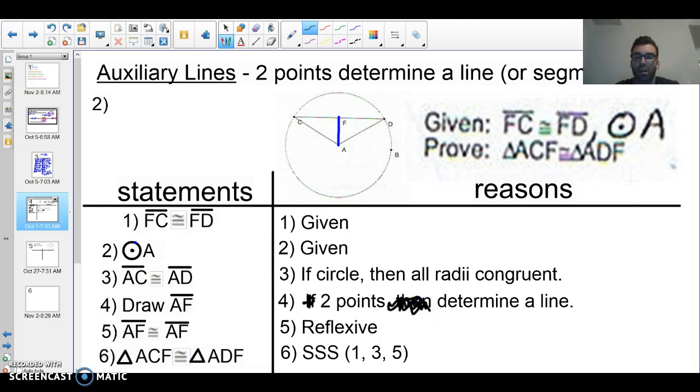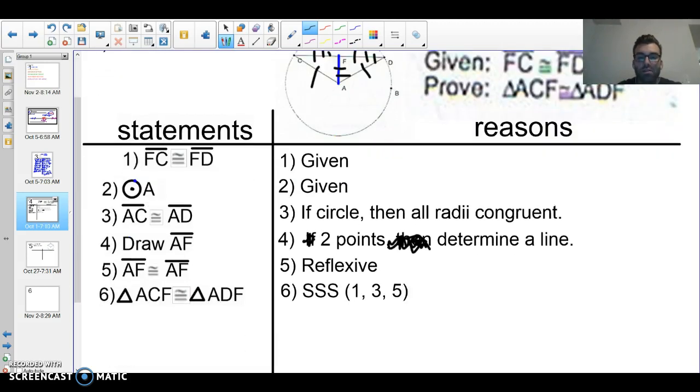All right. So I already said that this was congruent to this, and this is now congruent to itself. You're also given that FC is congruent to FD. So these two triangles are congruent by side, side, side. We don't use this, so don't worry about that 1, 3, 5 either.